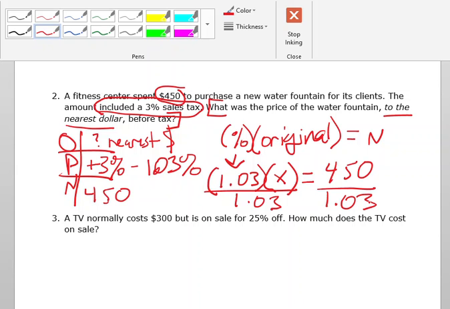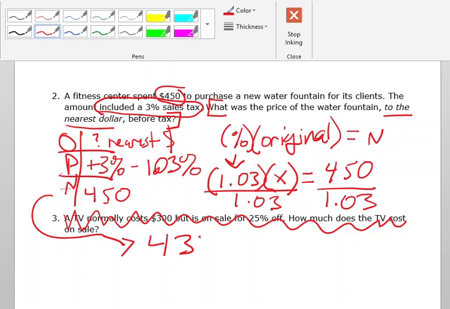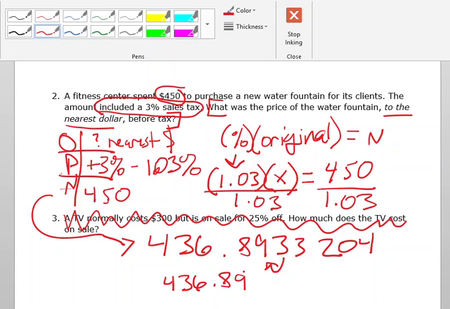Okay, so I get 436.893, and so on. I'm not going to do this problem, so I'm going to use a little bit of this space for room. My answer here that I got was 436.8933204. Normally I would round it to the nearest cent, and my answer would be 436.89. But that is not what I was asked to do. I was asked to round to the nearest dollar.